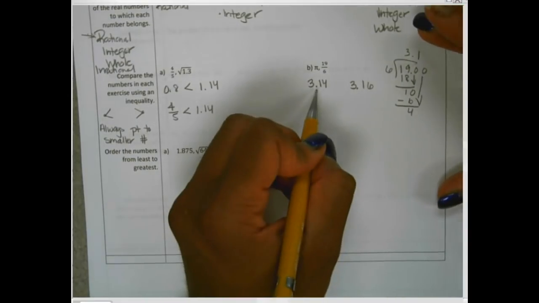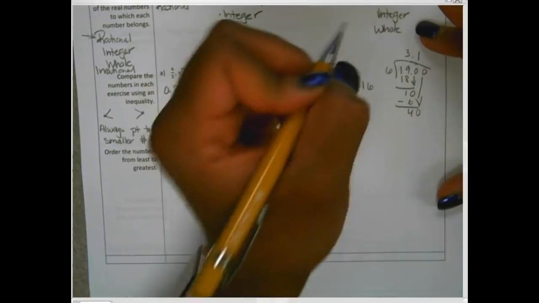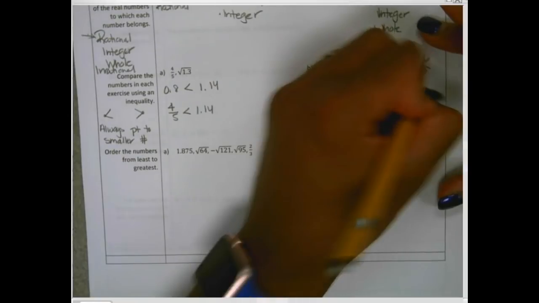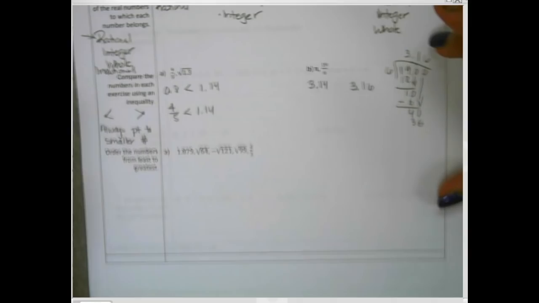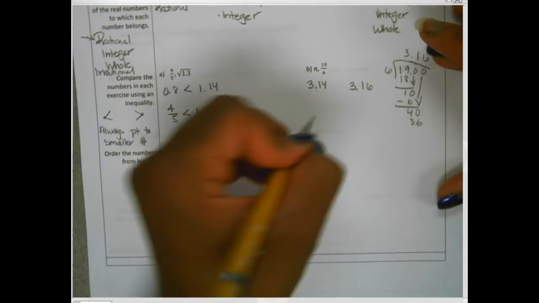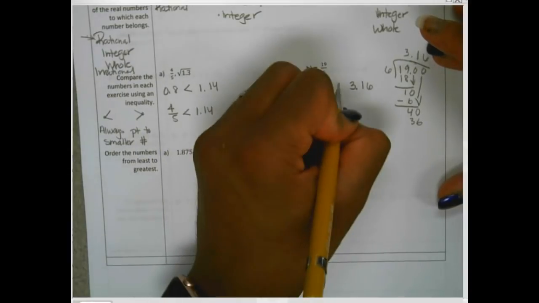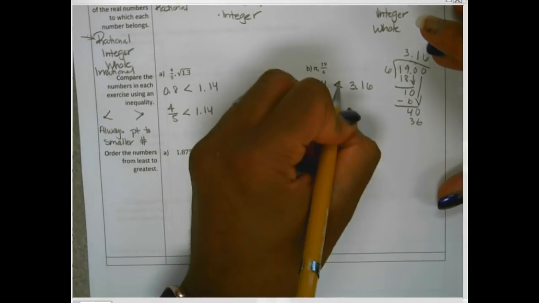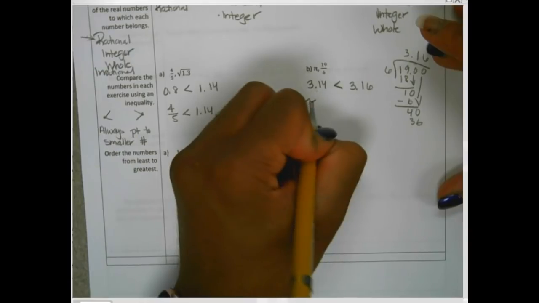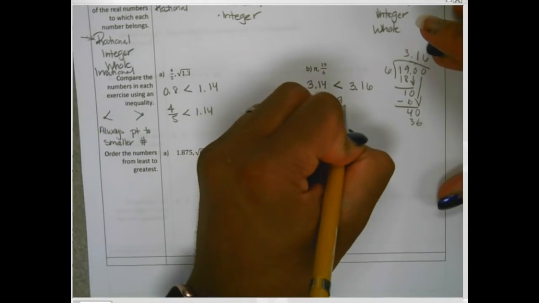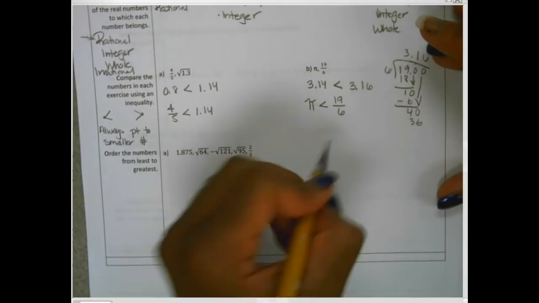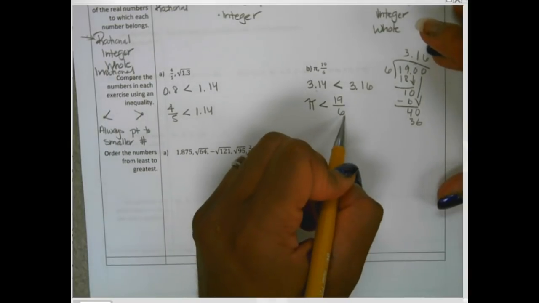And I would add zeros until I knew, because right now 3.1, that doesn't tell me much. But I do know that 6 goes into there 6 times, because that's 36. So this is about 3.16. John 3:16. Which means that this one is smaller, so I'm going to point my arrow to that one. So pi is less than 19/6. I don't know exactly what pi is, but I do know that it's less than 19/6.